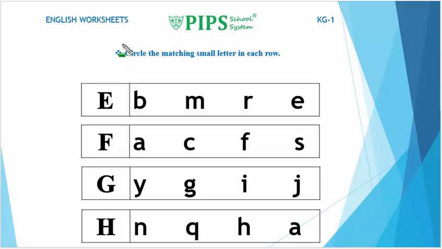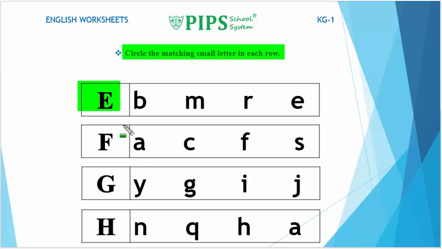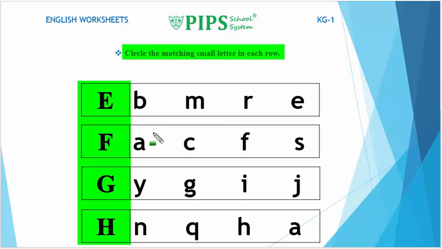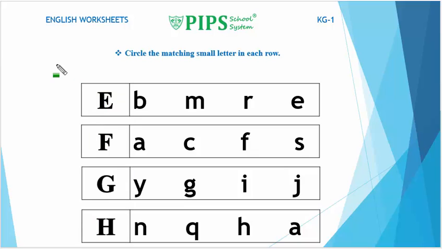Today our topic is circle the matching small letter in each row. KG1 class, first of all, take your pencil and complete this task with me. Okay students, let's start. KG1 class, these are the capital letters and we will circle the matching small letter in each row. Okay students, let's start.